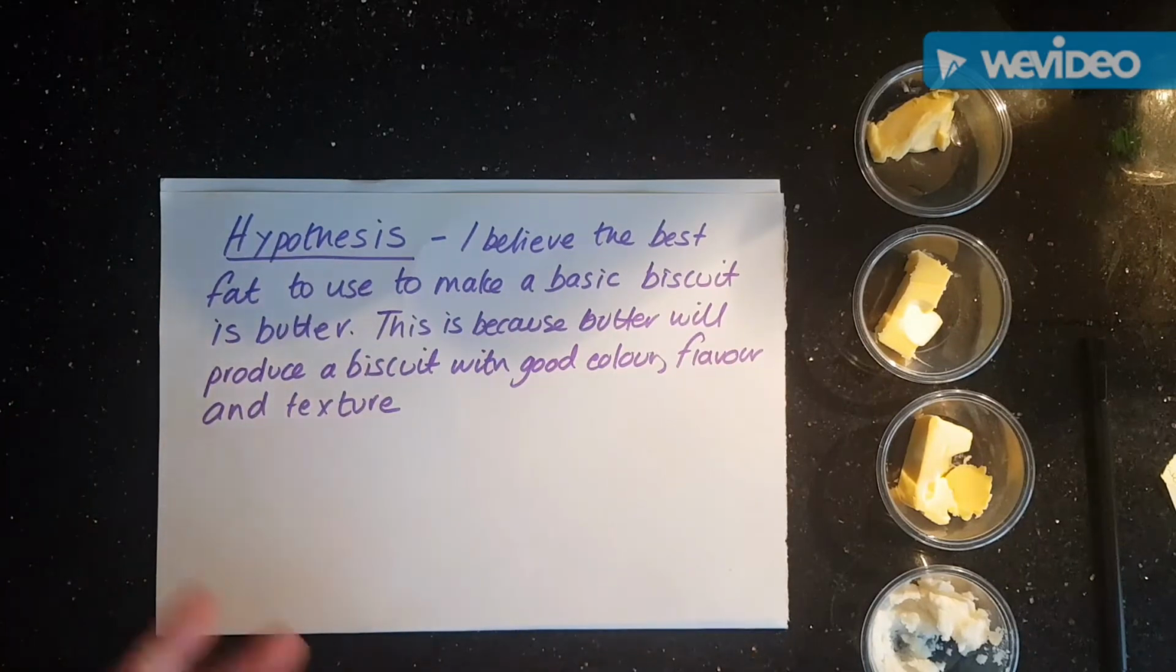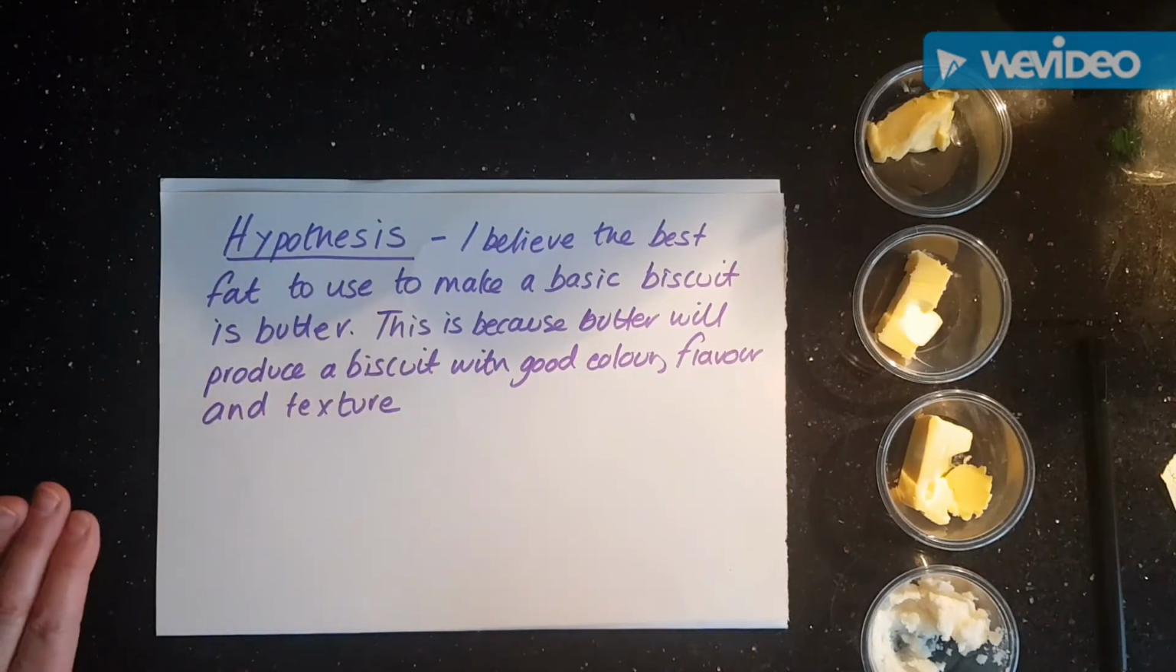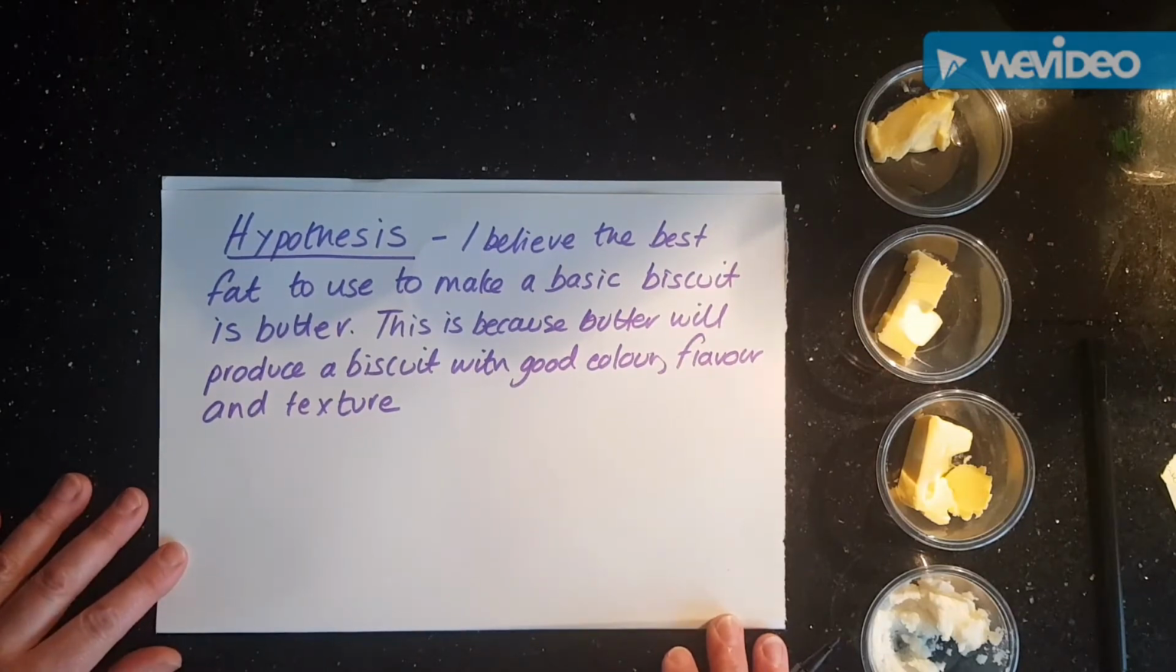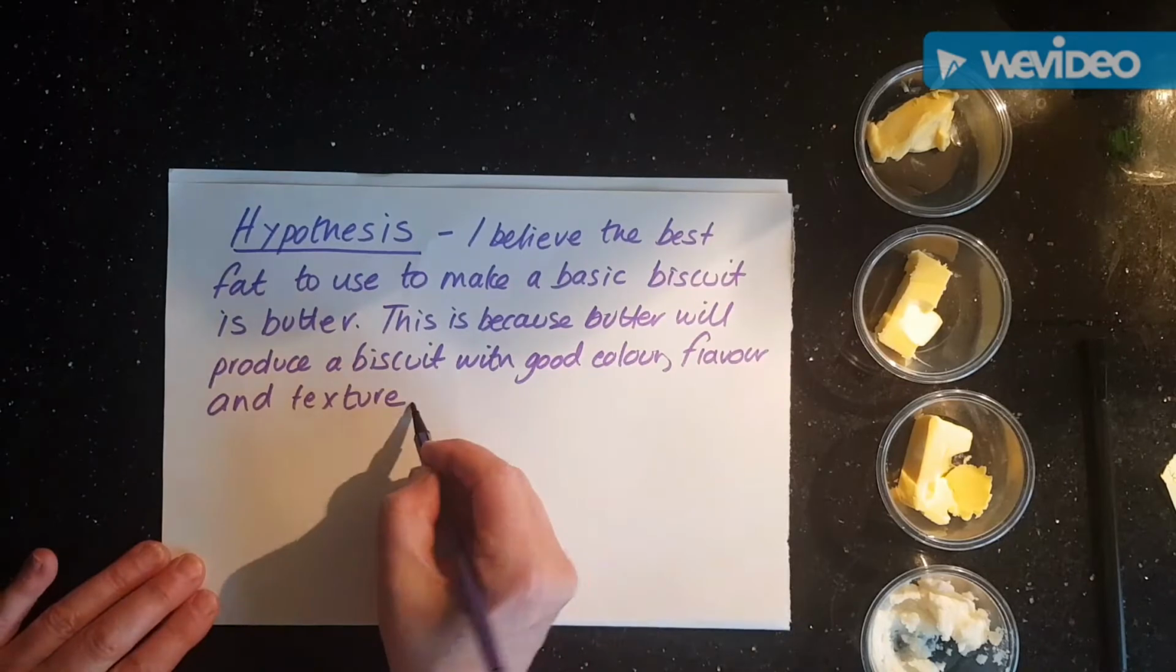My research has actually suggested that butter would be best, and most of the recipes I looked at used butter, mainly for flavour, but also for its shortening properties and the plasticity of it, so it will soften when you're mixing the other ingredients in.